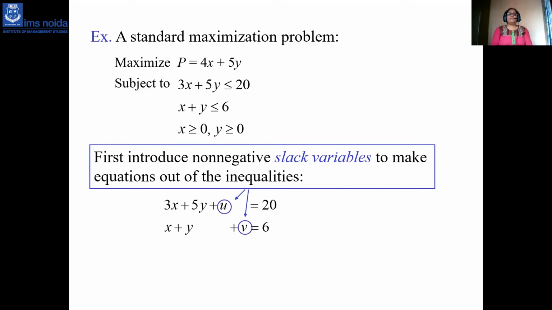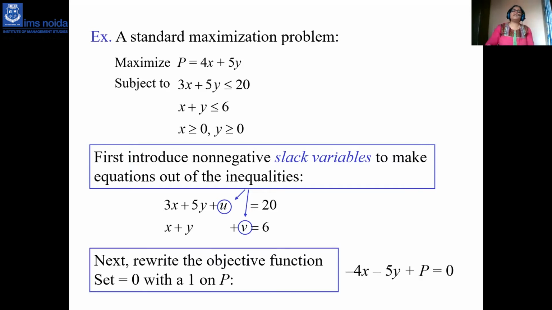Slack variables are introduced while you are converting inequations to equations. So from the constraints, 3x plus 5y plus u equals 20 and x plus y plus v equals 6. U and v are known as slack variables because they are used for converting inequations to equations.